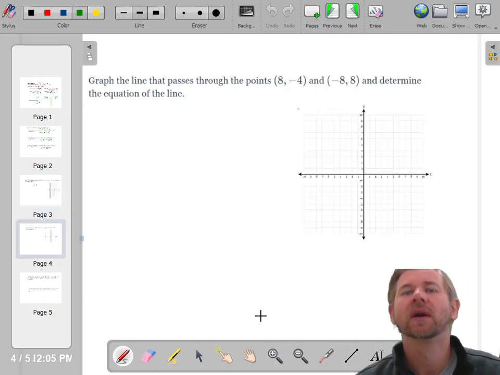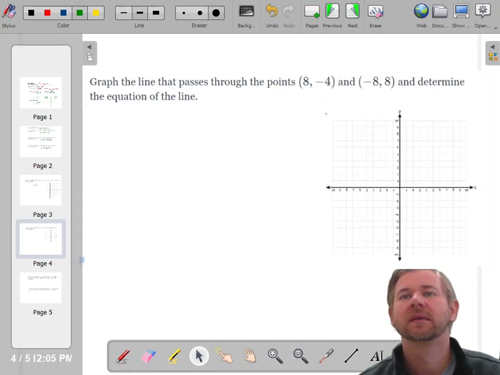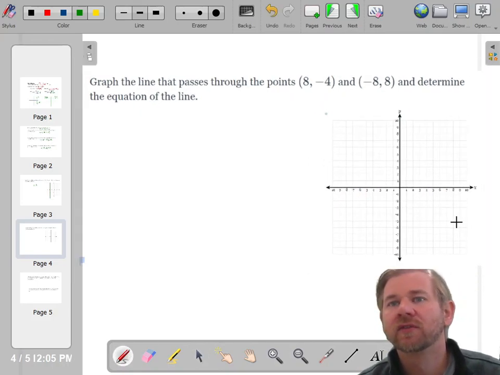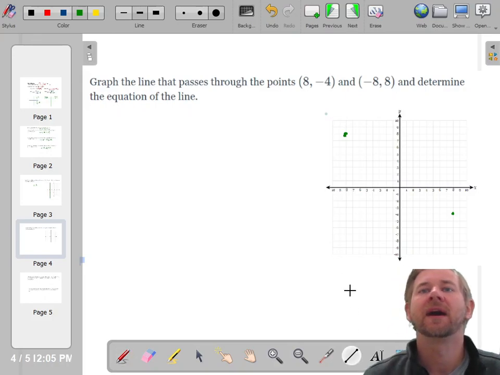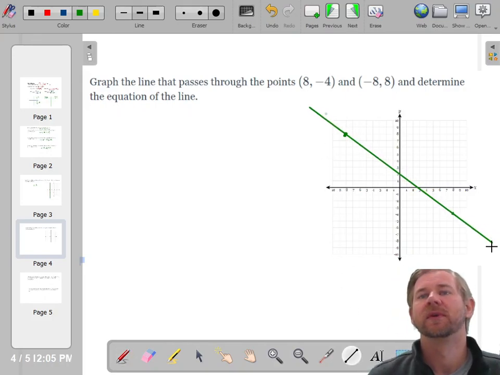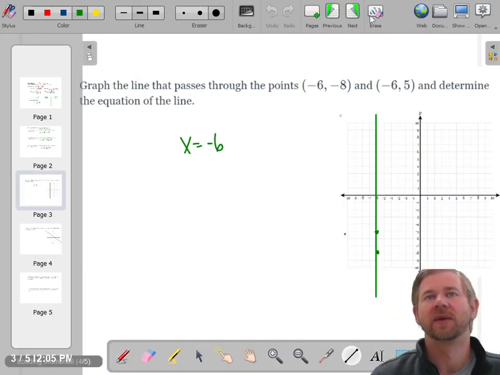(8, negative 4). I'm going to make it bigger again. (8, negative 4) is right here. (Negative 8, 8) is up here. All right, I missed. Negative 8, 8 is right there. And now we'll need the slope, okay? This one, the slope is undefined. We didn't need to find it.